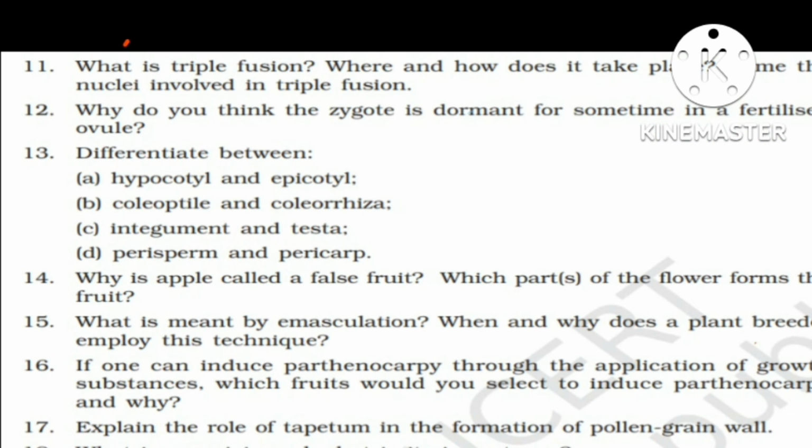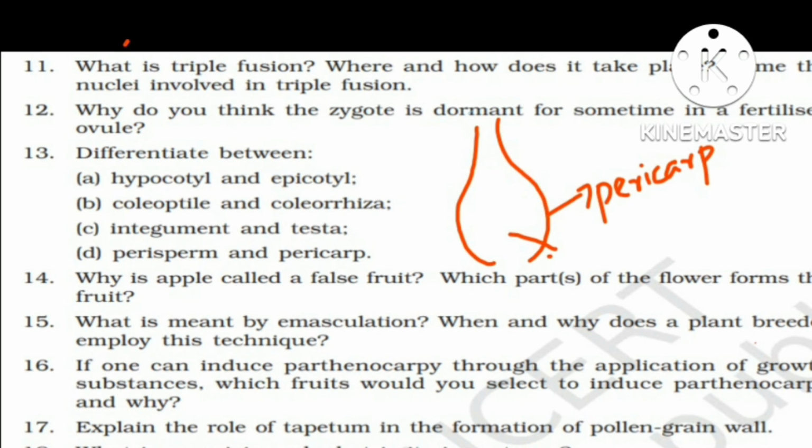And the difference between perisperm and pericarp. Pericarp is the ovary wall. In a pistil, there is the ovary wall which is present. This is called a pericarp. In other words, it's the fruit wall because the ovary becomes a fruit after fertilization.